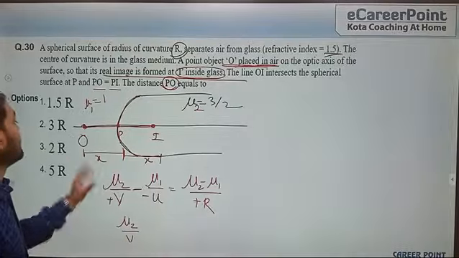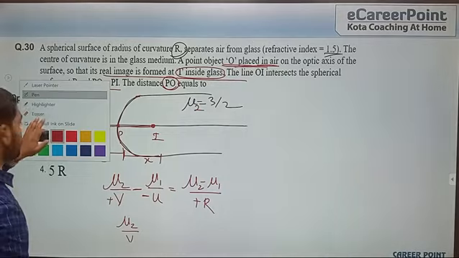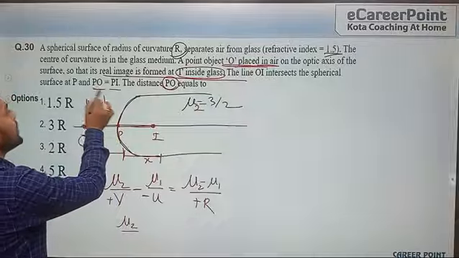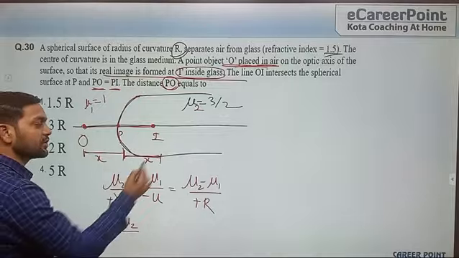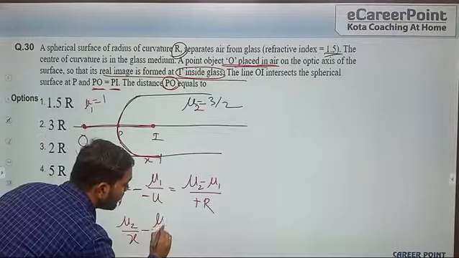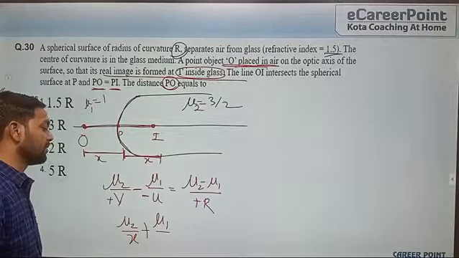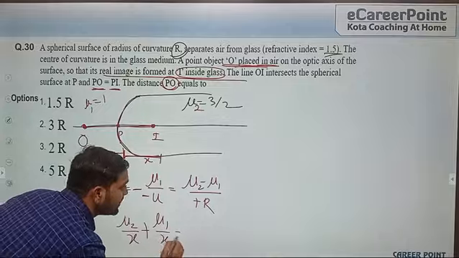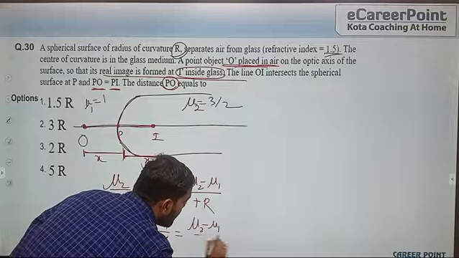What is V? V is equal to X here. Why? In the question they have given that PO is equal to PI. That is, let us take the value X from here to here, and here to here also X. So mu2 by X minus mu1 by U. What is U? Minus, and we need to take the sign here. So the U value is equal to X, and this is equal to mu2 minus mu1 by R.